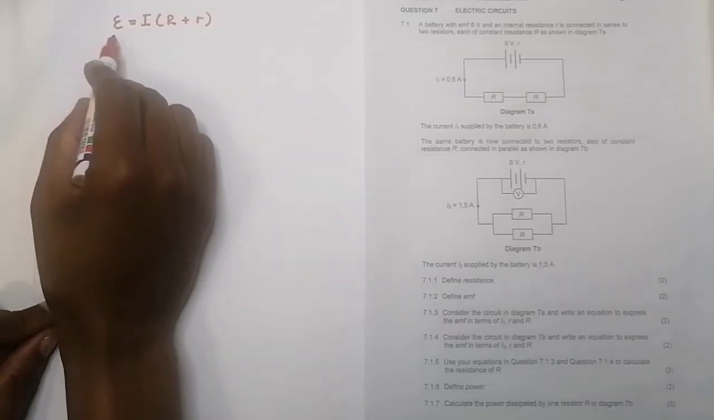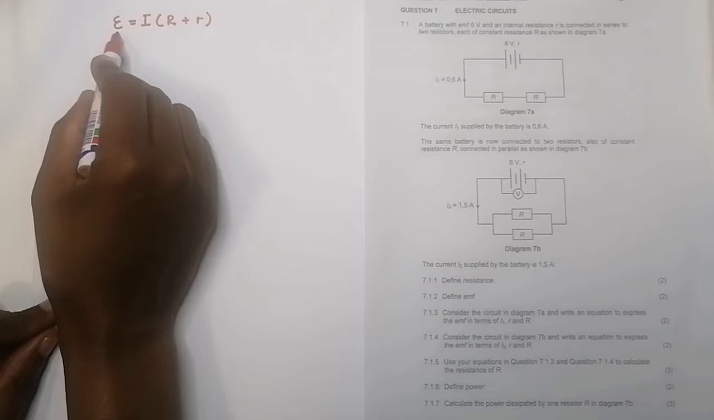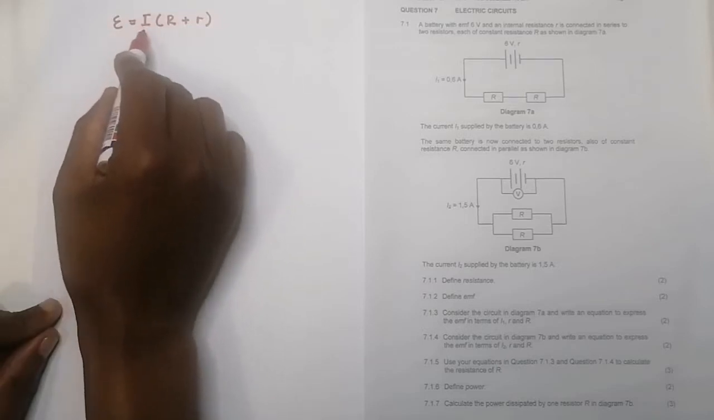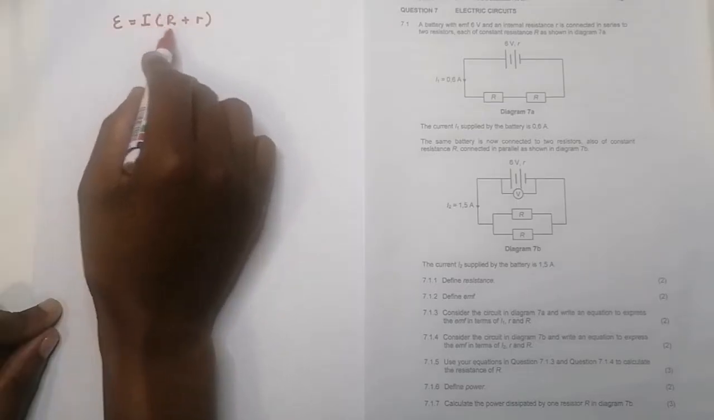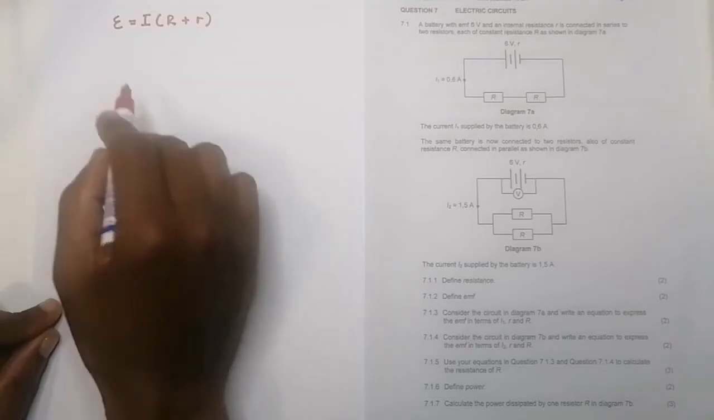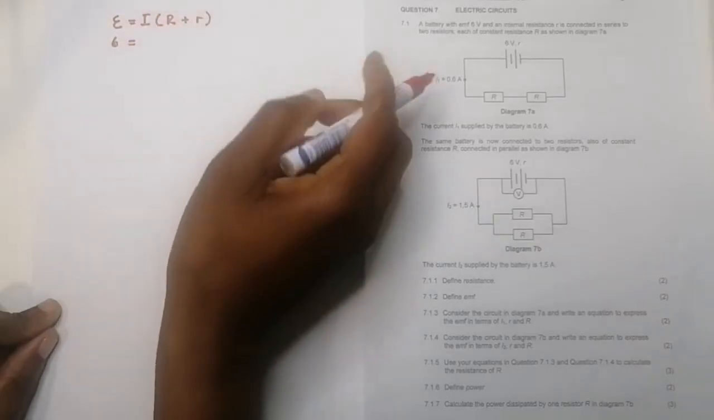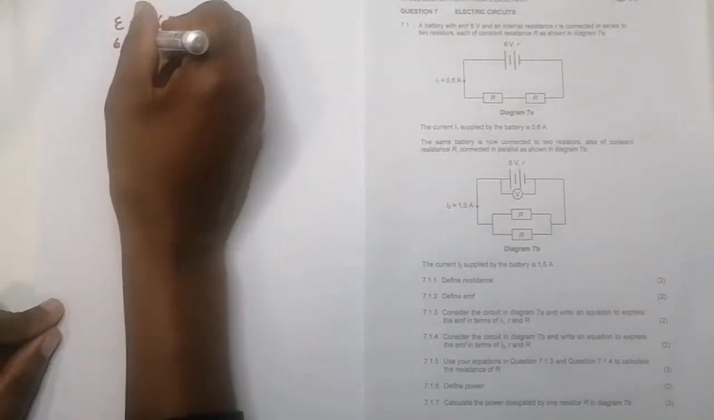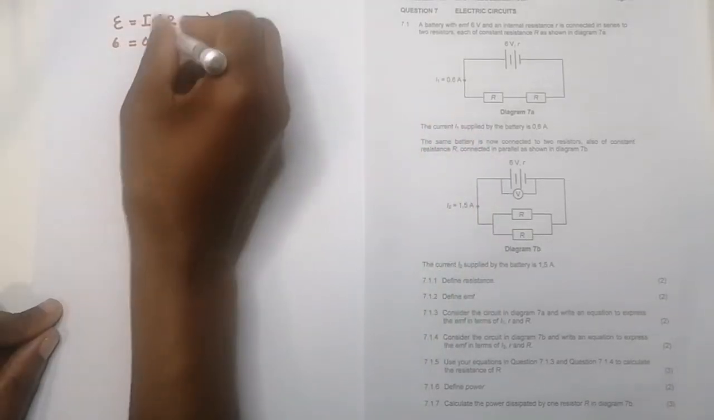When we use this equation, E is obviously the EMF. Which current do we use here? It's always going to be the total current, so keep that in mind. And which resistance do we use? We use the external resistance of the circuit. They said the EMF is 6, and we're given the total current to be 0.6 amperes. That's the total current in our circuit.